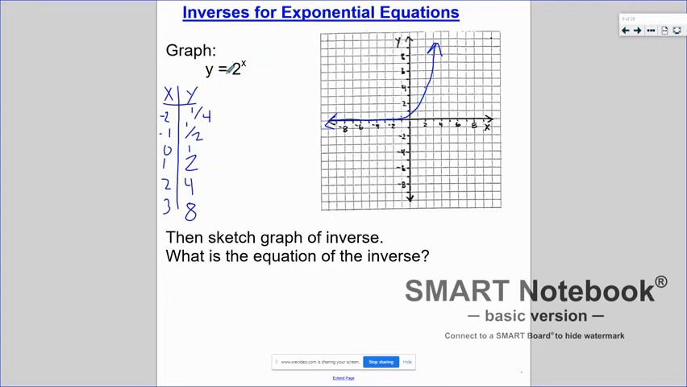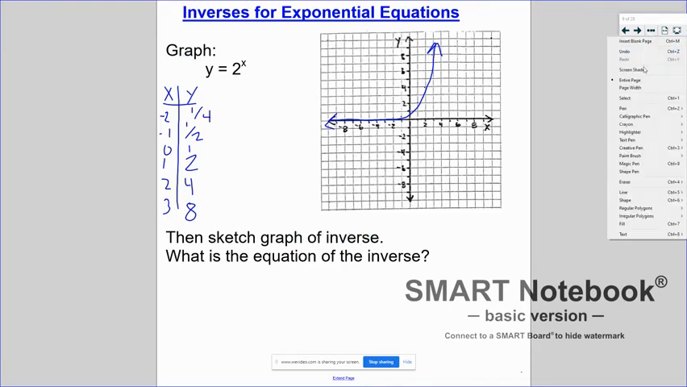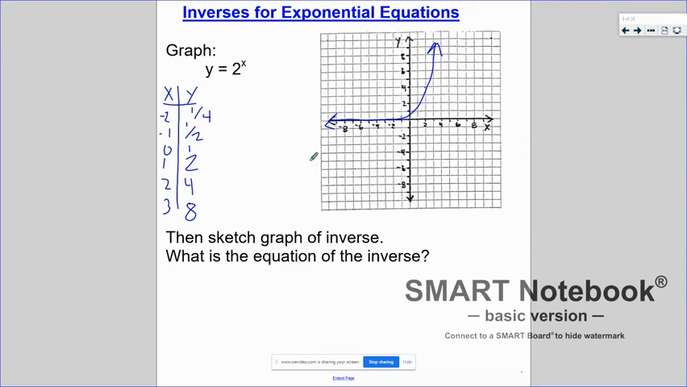All right, so what's going to be different here? It says to graph the inverse. So to remember, the inverse is when we switch the x and the y. So when I switch the x and the y, if I have a table, all I need to do is switch the x and the y. So 1/4 goes to negative 2. 1/2, half goes to negative 1. 1 goes to 0. 2 goes to 1. 4 goes to 2. 8 goes to 3.